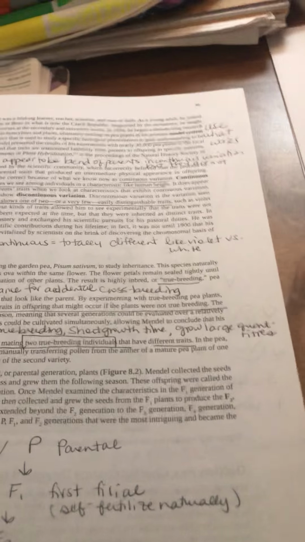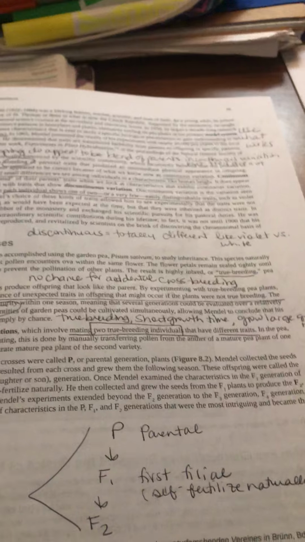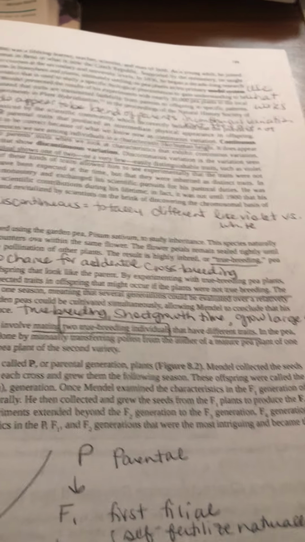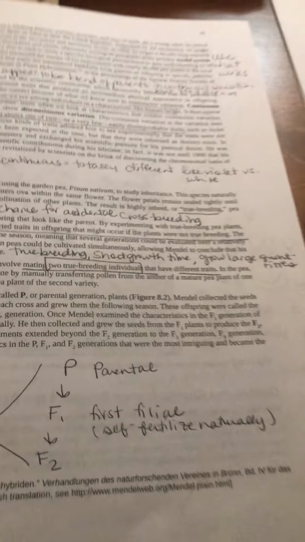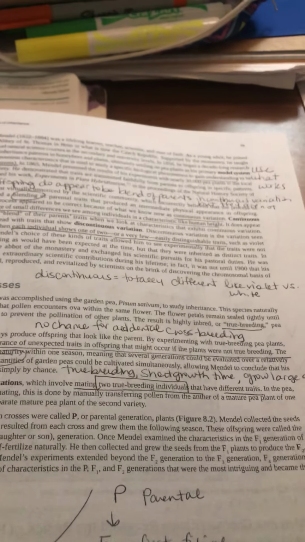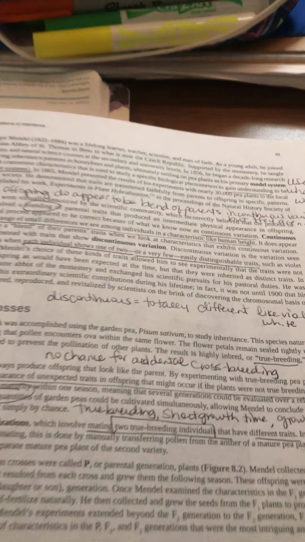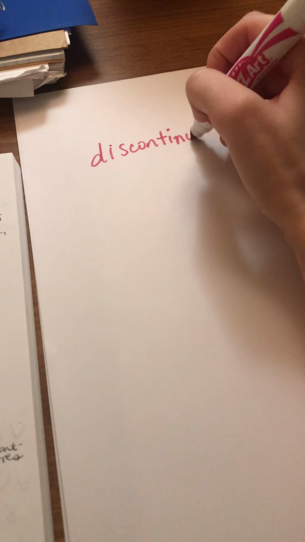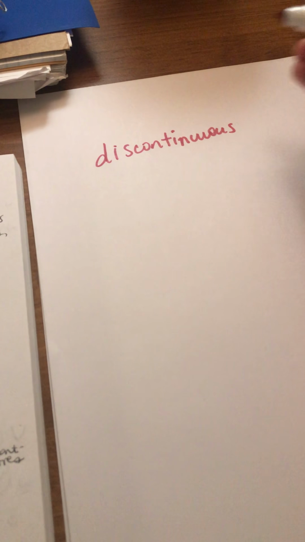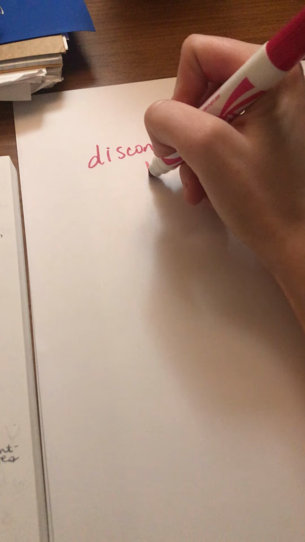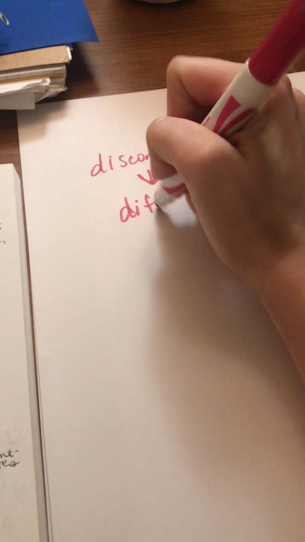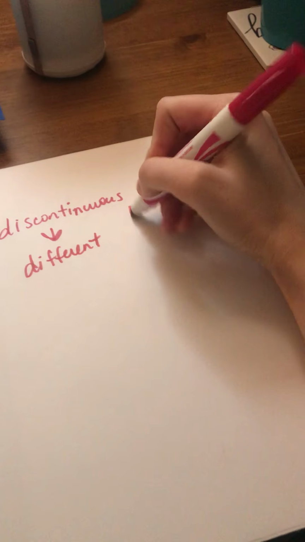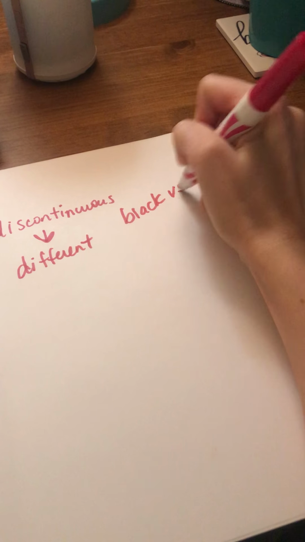So, for example, let me make this simpler. If you have a pea plant, that's partially why he liked the pea plants, because they did have discontinuous variation, and that helps prove his theory. Discontinuous is when you can tell a difference. So think discontinuous, think different. So this is like black versus white.